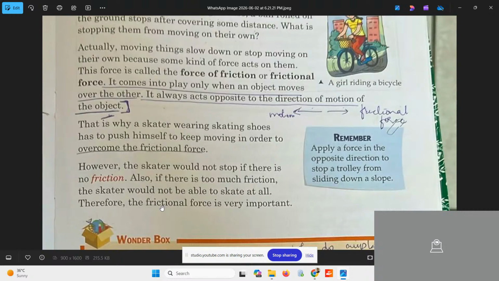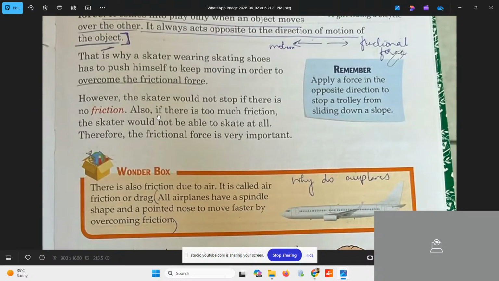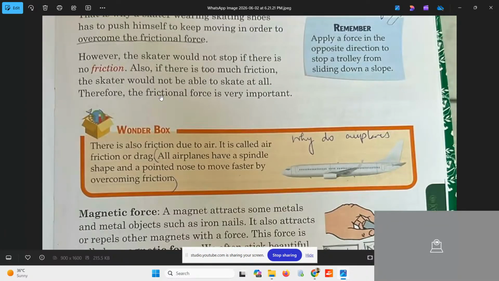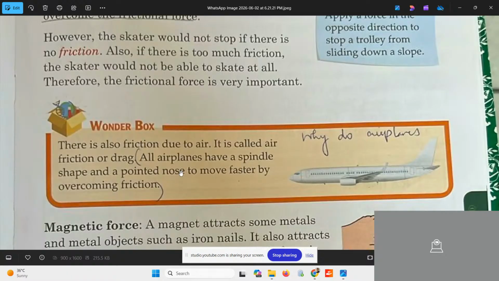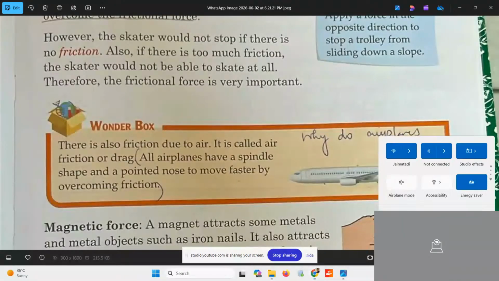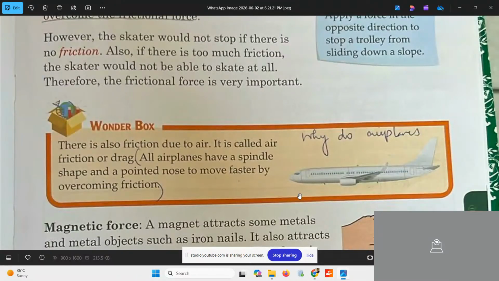Okay. The teacher is giving you another important concept. An airplane also has friction, called air friction or drag. What kind of question will he ask you? He will ask what the air friction is called. What you have to answer is: air friction is called drag.